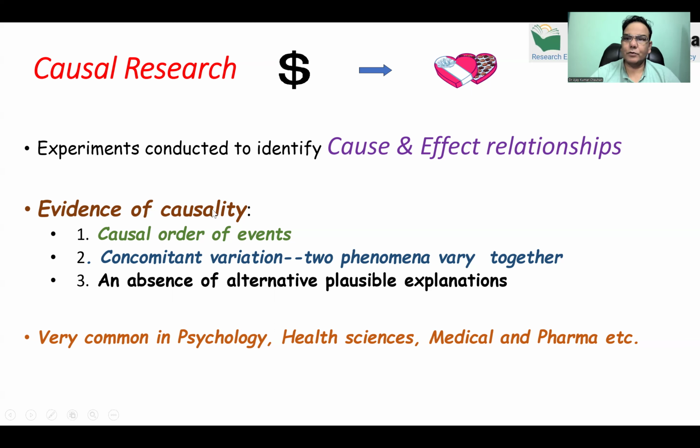So, evidence of causality. The logic is the causal order of events: if one event happens, it will lead to another event, one by one. Then two phenomena vary together, with an absence of alternative explanation. By conducting these experiments, you are measuring different variables simultaneously or at different points of time to show that they are related to each other. It's very common in psychology, health science, medical, and pharma, as I told earlier.